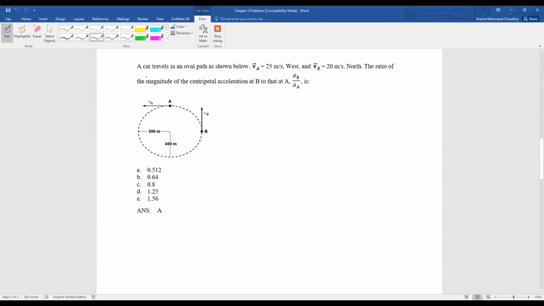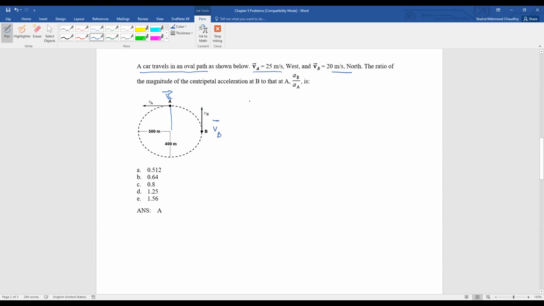In this problem, a car travels in an oval path. Oval path means the radius is not equal. Here the value is 400 meter, but this is 500 meter. That's why it is an oval or elliptical path. As shown in the figure, VA is 25 meter per second in the west direction, and VB is 20 meter per second in the north direction, at this position.